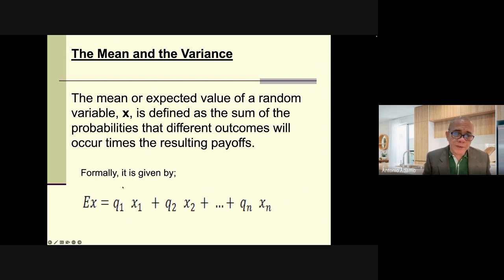Now the expected value is none other than the mean value. It is expected because we are looking at it from the vantage point of time. The formula for expected value: E(x) equals the probability of x1 times the value of x1, plus the probability of x2 times the value of x2, plus, until the probability of xn times the value of xn. That is, the summation of qi times xi, where i ranges from 1 to n.